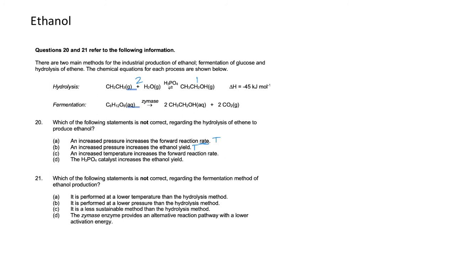That's true. Increased temperature increases the forward rate of reaction. That's going to be true because it's talking about rate, not yield. Increased temperature will decrease the yield, but that's not what the question is asking. And the catalyst increases the yield. That's a false statement because catalysts don't affect yield. So it's D.